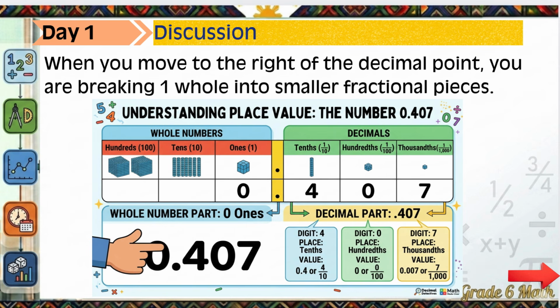Teacher breaks down each digit. The 4 is in the tenths place. Its value is 0.4. The 0 is in the hundredths place. Its value is 0. Even though it is worth 0, it acts as a placeholder so the 7 stays where it belongs. The 7 is in the thousandths place. Its value is 0.007. So, when we read 0.407 out loud, we say 407 thousandths. Great job, everyone.